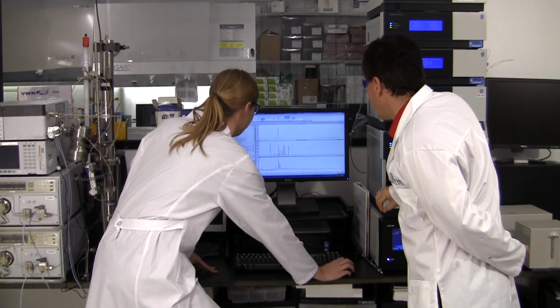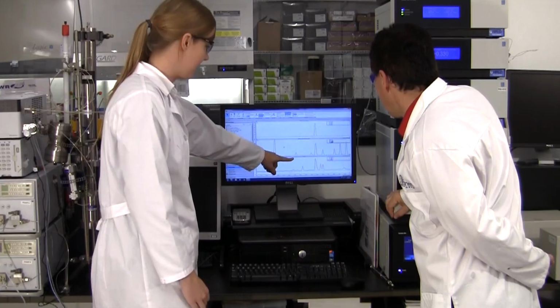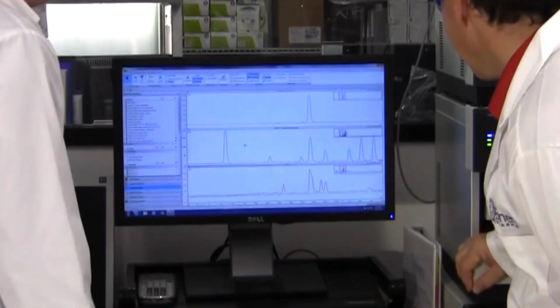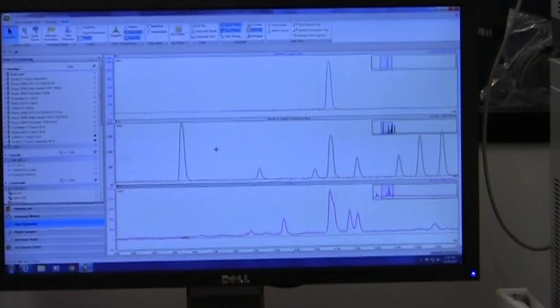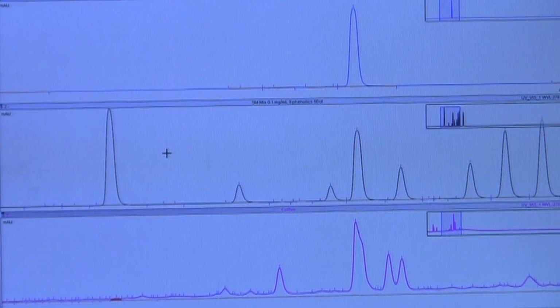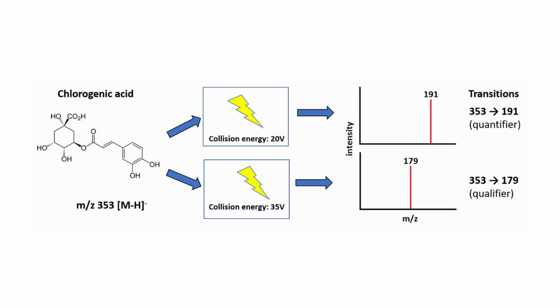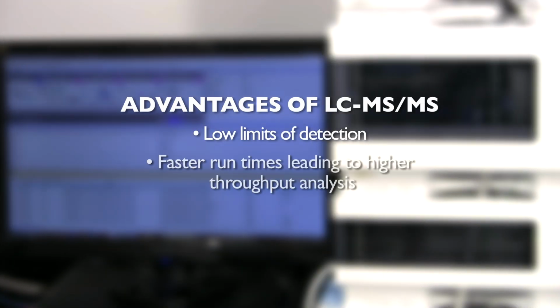HPLC with tandem mass spec detection, or LC-MS-MS, is another versatile tool that allows detection of analytes at low concentrations. Compounds are ionized and fragmented, and specific ions are filtered to detect only those belonging to the analytes of interest. The filtering and fragmentation of ions utilized in a triple quad LC-MS instrument has several advantages. These are very low limits of detection for quantitation of the molecule, down to picogram per milliliter levels, faster run times, which means higher throughput analysis, and identity confirmation due to characteristic fragmentation of ions in the 3 quadrupoles.